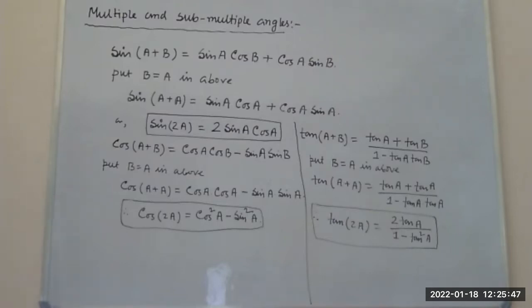These are coming from the compound angle. In case of our compound angle, if we take both angles the same, instead of B, if we put A, then it is coming as sin A plus A, that is sin 2A equal to 2 sin A cos A, as well as cos 2A equal to cos square A minus sin square A, tan 2A equal to 2 tan A by 1 minus tan square A. Now, the formulas of cos 2A, sin 2A, tan 2A can be written in another form also.